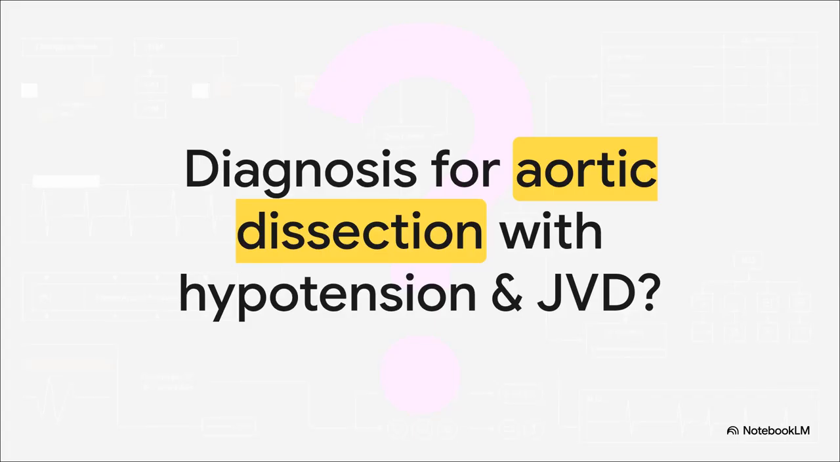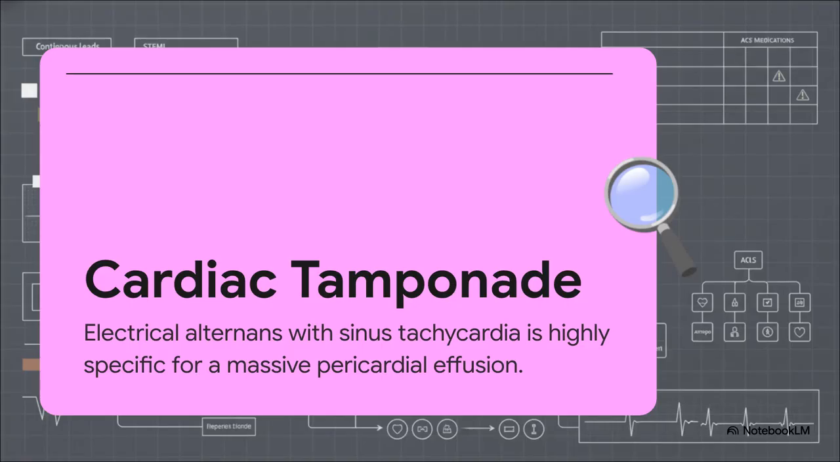Let's introduce a catastrophic differential that shares chest pain symptoms but needs a completely different approach. Pause here. What is the likely diagnosis in a patient with an aortic dissection that suddenly develops hypotension, JVD, and pulsus paradoxus? Cardiac tamponade. What's happened is the dissection has likely ruptured retrograde into the pericardial space. Nailing down that exact clinical triad, Beck's triad, is crucial. But on an ECG, seeing electrical alternans paired with sinus tachycardia is highly specific for a massive pericardial effusion leading to tamponade. Your immediate next step here is getting an echocardiogram and performing pericardiocentesis.